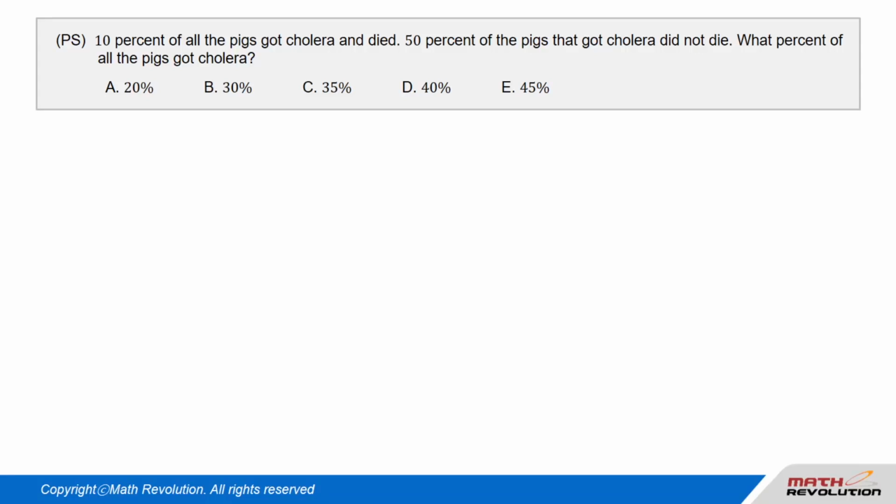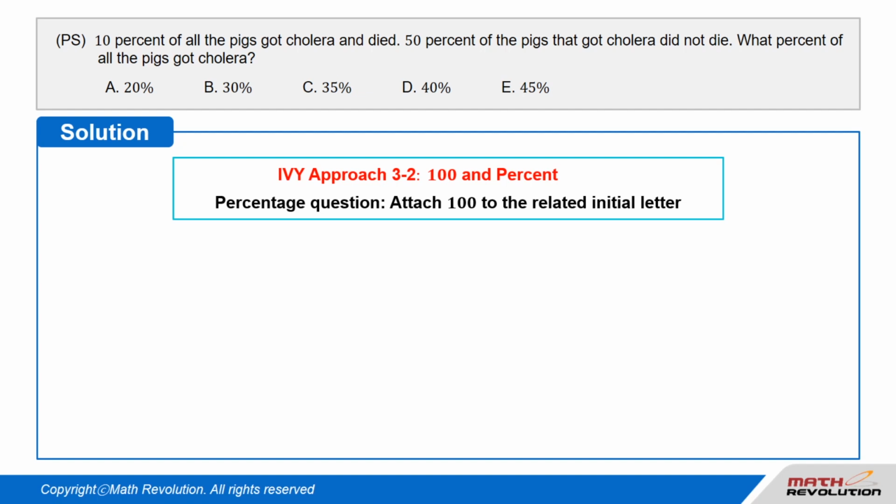Question. P.S. 10% of all the pigs got cholera and died. 50% of pigs that got cholera did not die. What percent of all the pigs got cholera? Solution. IV approach 3-2, 100%.